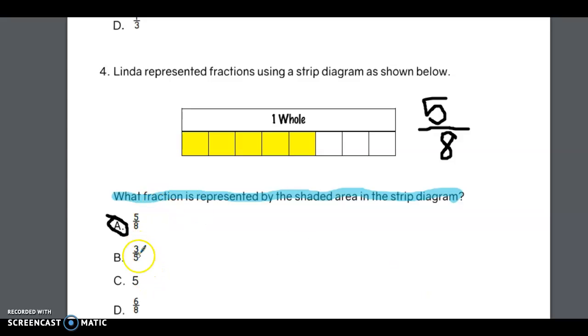Okay, 3/5. They got the number of pieces that are not shaded and the number of pieces that are shaded and made a fraction. And then 6/8, I'm not really sure how they came up with that one. Maybe if you had just miscounted, they would have done 6/8. But 5/8 is what is shaded here. Okay? Let me erase this really quickly.